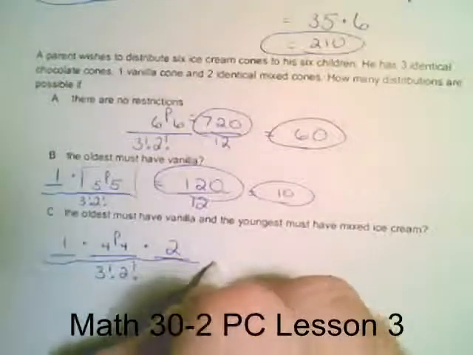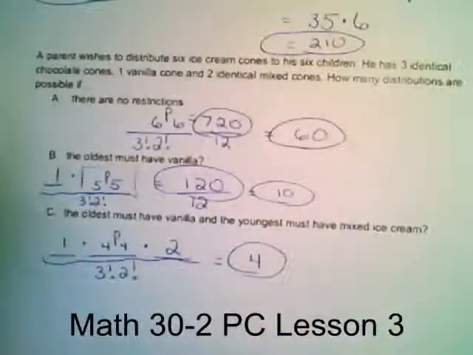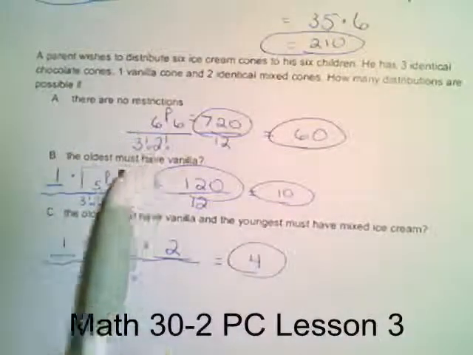If the oldest must have vanilla, well, I've still got the same thing, where I divide by the 3 factorial for the 3 chocolate cones and the 2 factorial for the mixed cones, and so I'm going to divide that by 12, and that's going to be 10. There are 10 possible distributions if I have the oldest having vanilla.